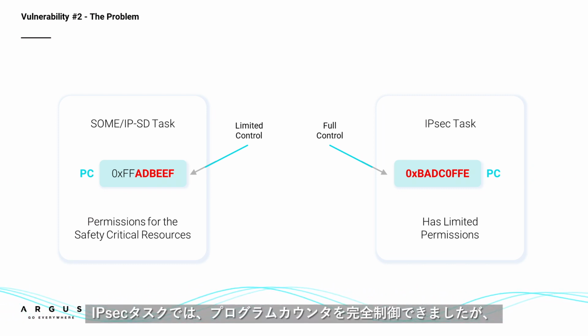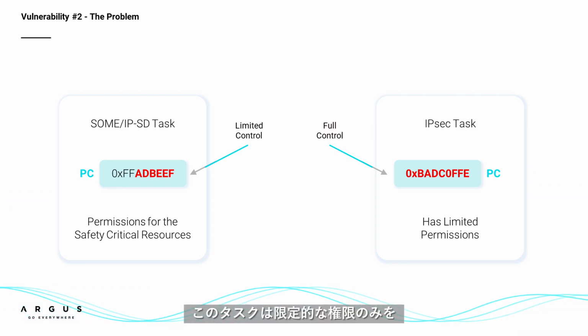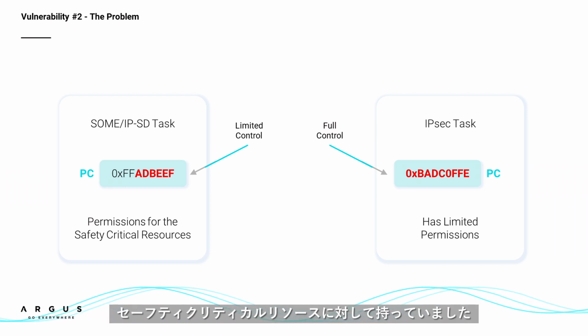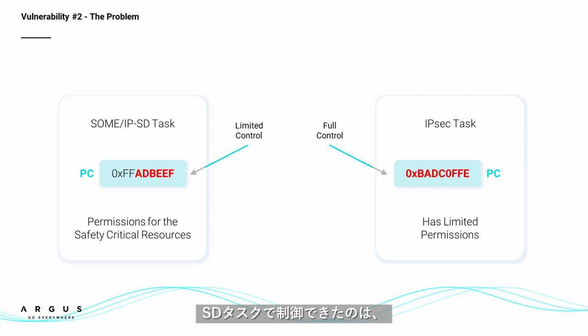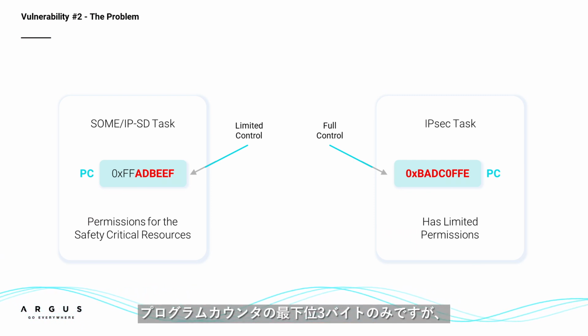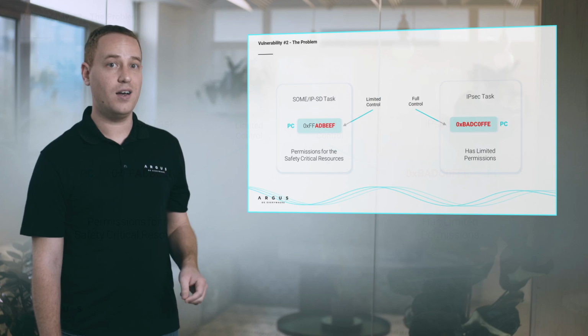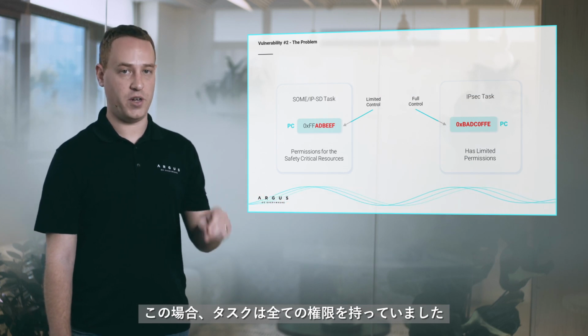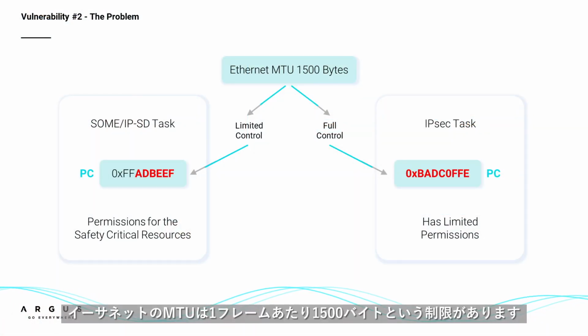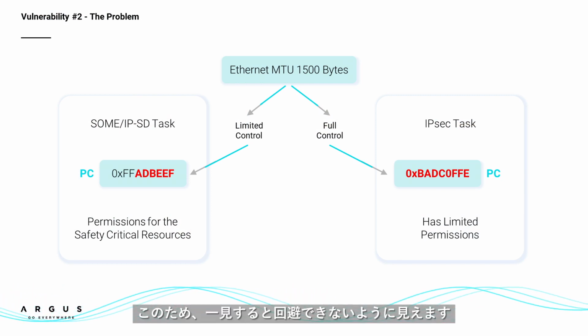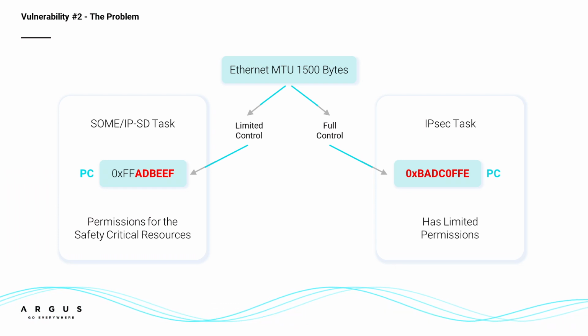In the IPsec task, we gained full control over the program counter, but this task only had limited permissions for the safety critical resources. In the SD task, we only had control over the 3 least significant bytes of the program counter. But in this case, the task had full permissions for the safety critical resources. The limit is rooted in the Ethernet MTU, which is 1500 bytes per frame. So, at a first glance, it seems that we can't bypass it.